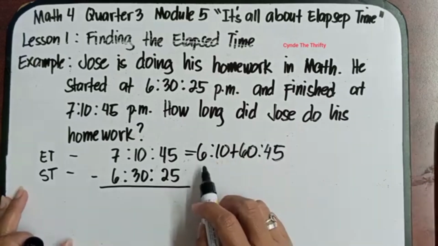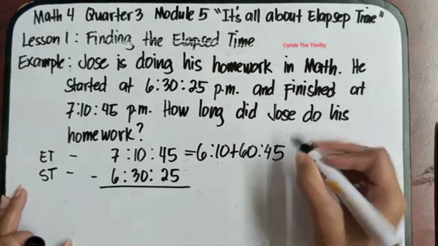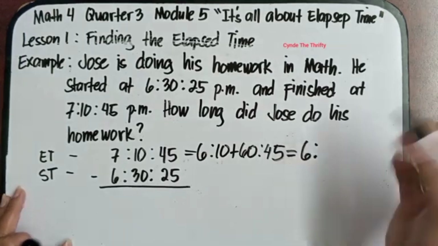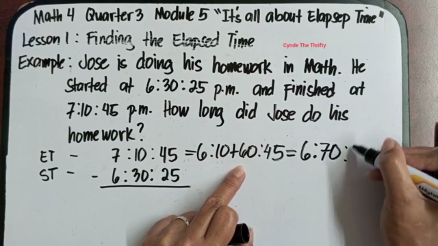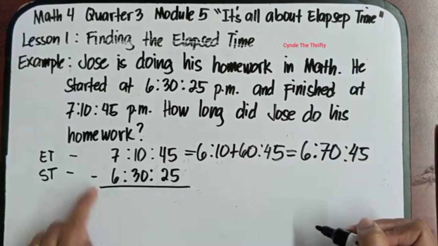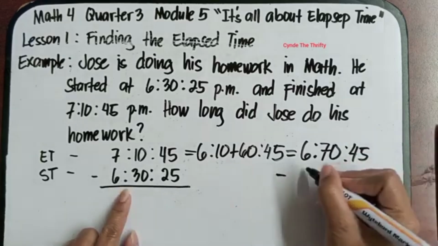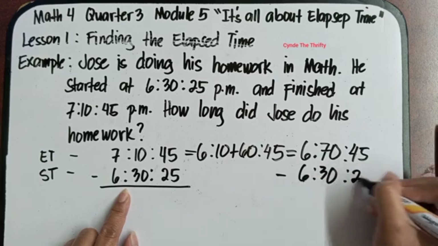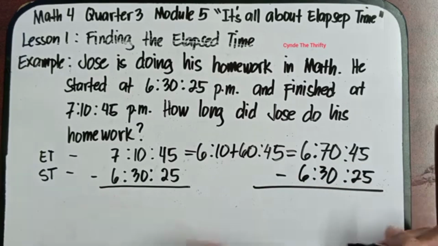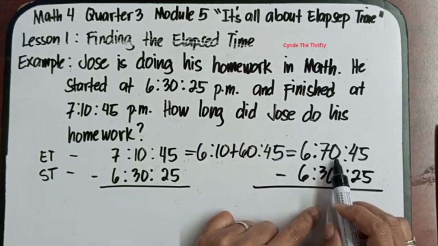So, itong ating 6 hours, 10 minutes plus 60 minutes is magiging 6. 10 plus 60 is equal to 70 minutes and 45 seconds. So, kopyahin natin ang ating subtrahend. Minus 6 hours, 30 minutes, and 25 seconds. So, pwede na tayong mag-subtract kasi mas malaki na yung minuend natin.